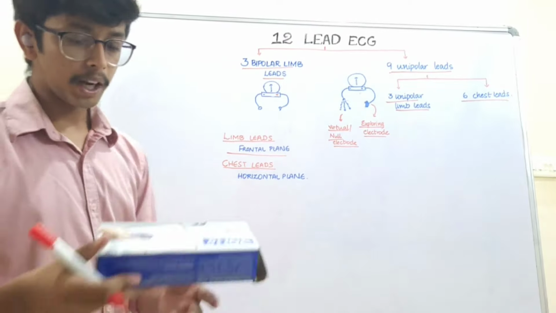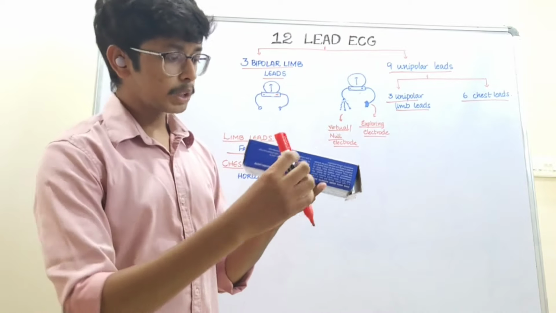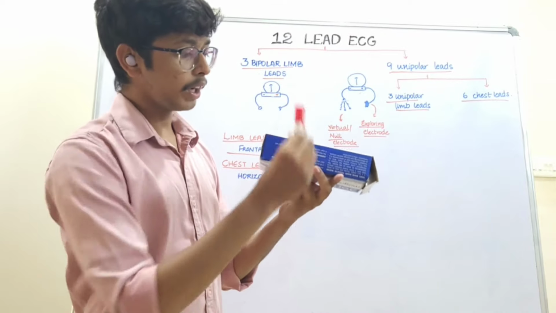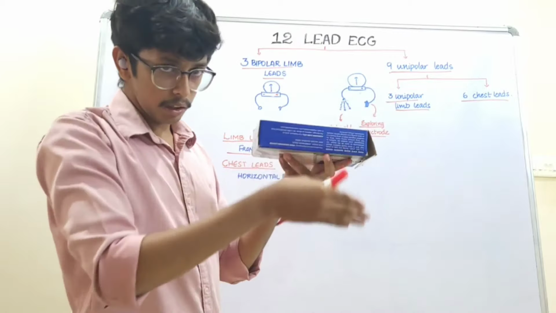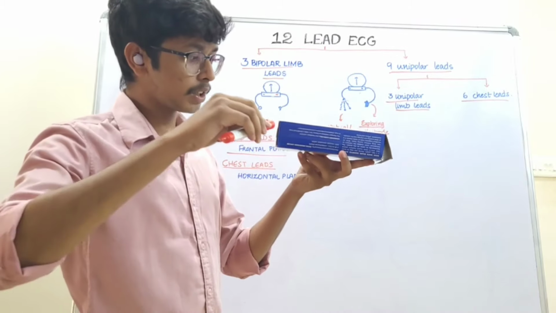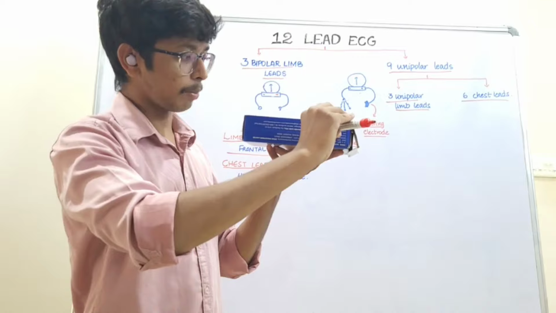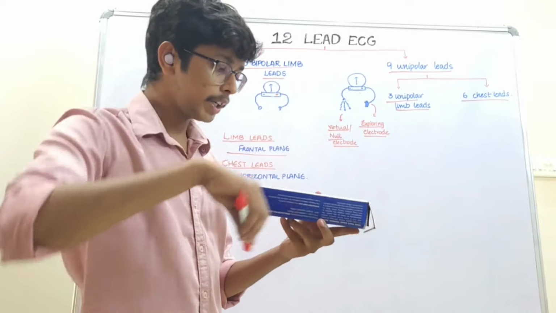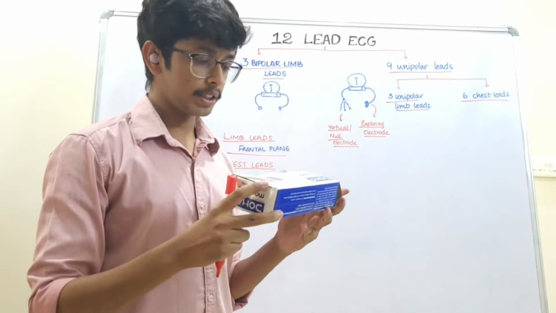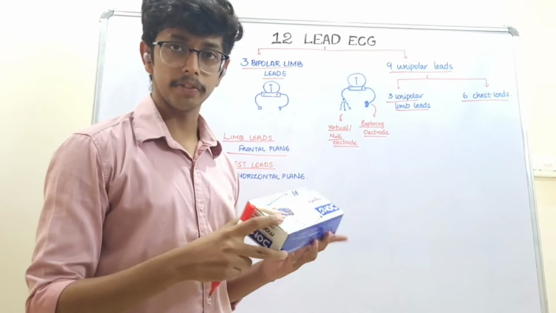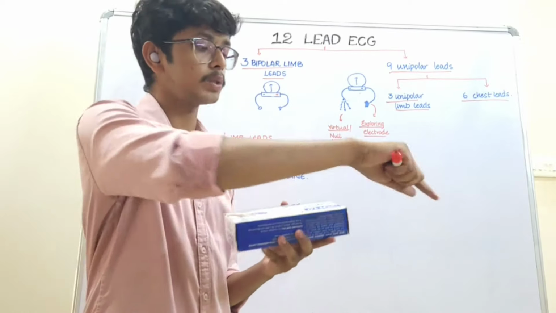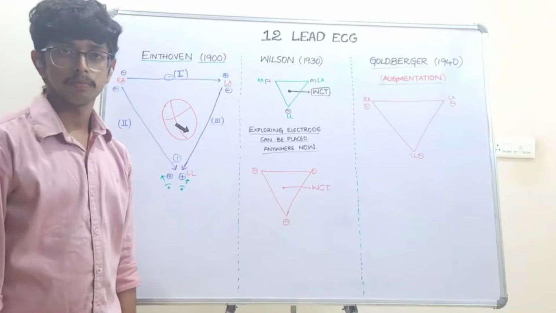For example, consider this as a heart. The limb leads will see the currents which are going in this direction. This is the frontal plane, and the chest leads will see the heart in the horizontal plane. In this way, these 12 leads record the electrical activity in the heart in all directions, and if there is any pathology in the heart, these 12 leads will help in detecting it.